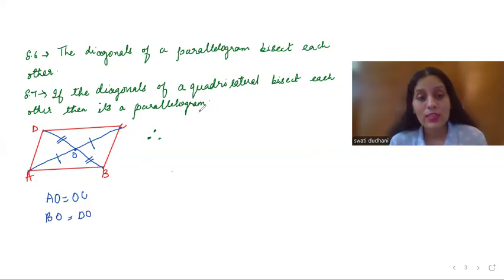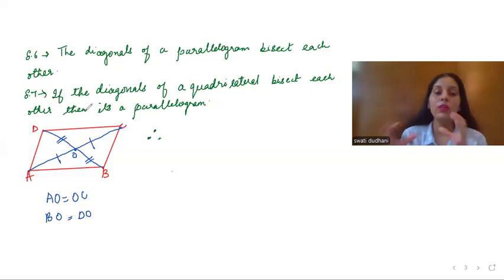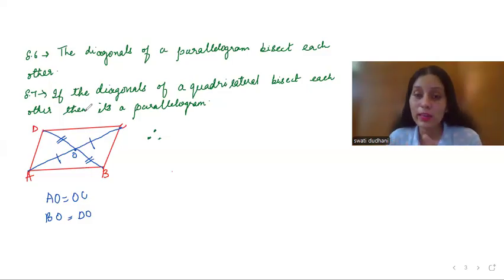Now, the vice versa: if the diagonals of a quadrilateral bisect each other, then it's a parallelogram. Again, if in a quadrilateral you prove that the diagonals are bisecting each other, it automatically becomes a parallelogram. So these were all the properties of a parallelogram.